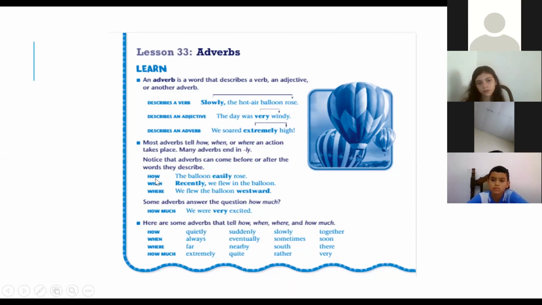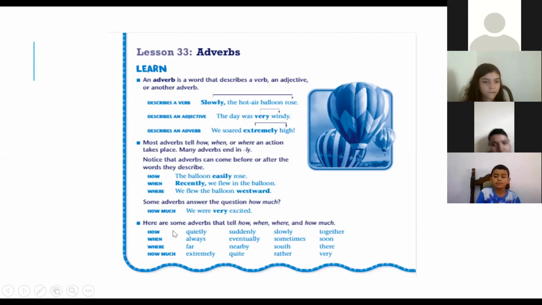For example, here, how did the balloon rise? Easily. When? Recently, we flew in the balloon. Where? We flew the balloon westward. Also, here we have some adverbs that answer the question how much. Okay, so normally for how much you have words like very, or very excited.